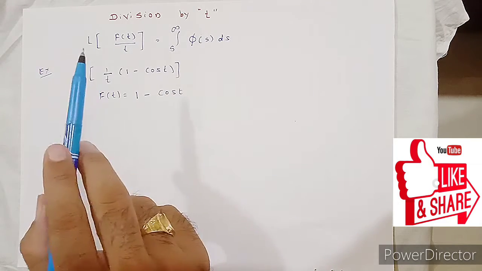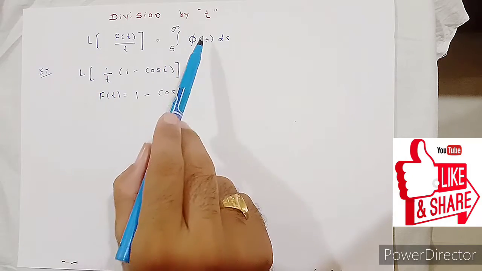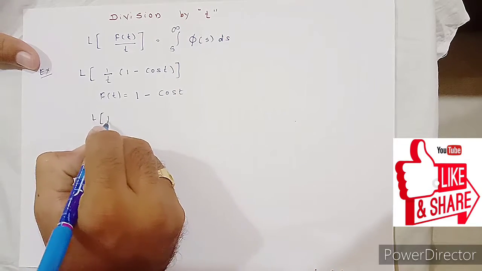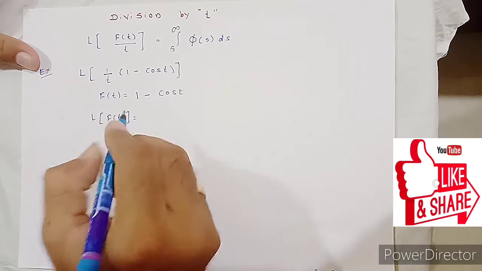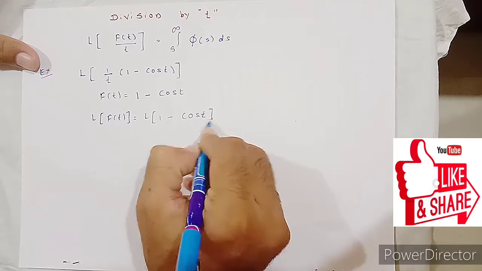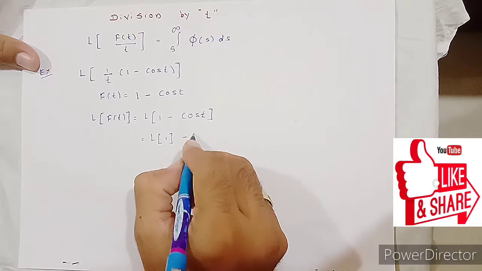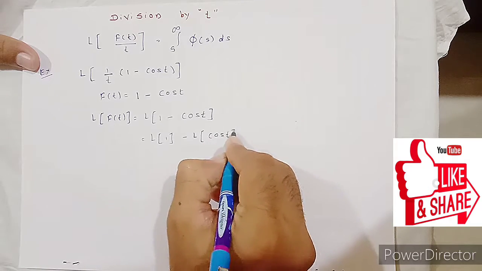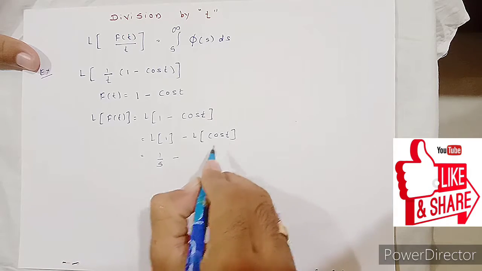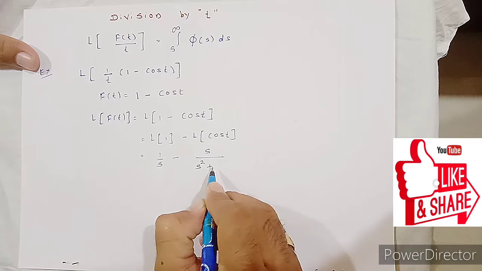When we apply the definition, first we calculate the Laplace transform of f of t, because we want phi of s and then we take the integration. So Laplace of 1 minus cos t. We take the separate Laplace of each term because the two terms are subtracted. Laplace transform of 1 is 1 upon s, minus the Laplace transform of cos at, which is s upon s square plus a square.